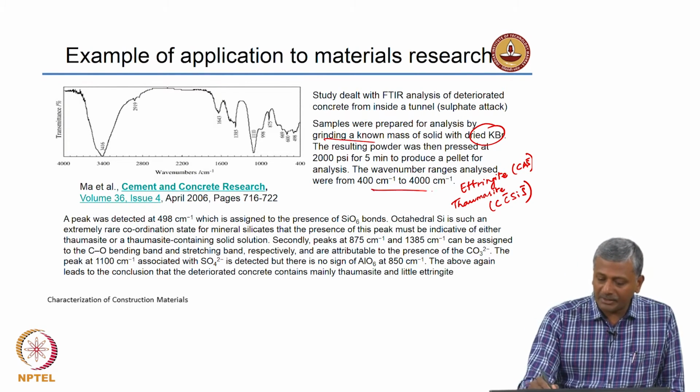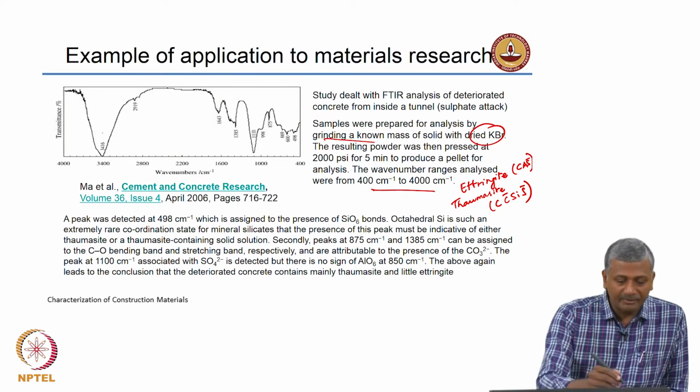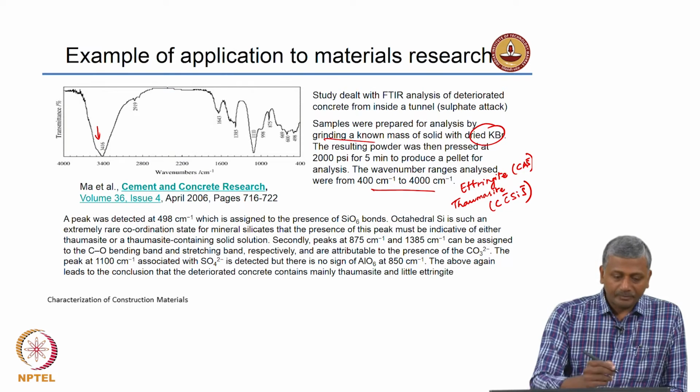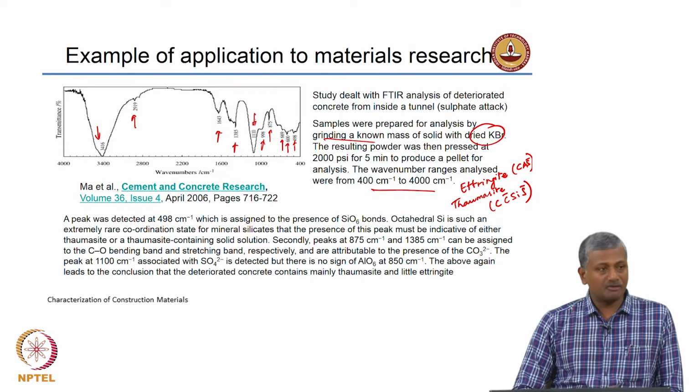So, here wave number ranges analyzed were 400 to 4000 centimeter inverse. Now, what are the different peaks here? You have this peak here at 3416, one at 2919, you have 1643, 1383, and all these different peaks are there. Each one of these can be separately distinguished from your FTIR pattern.